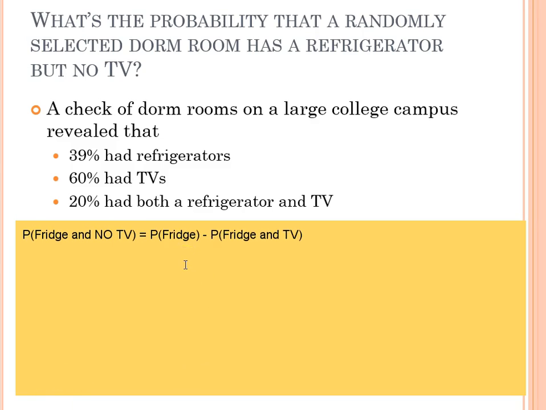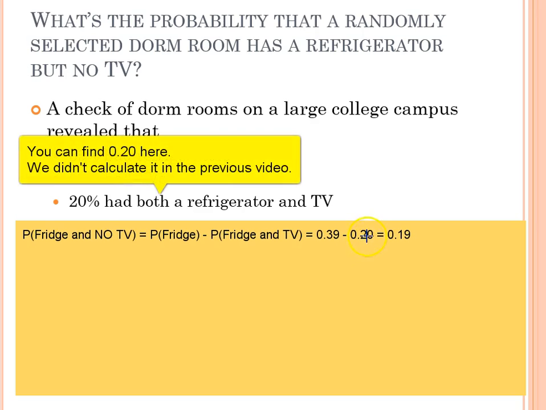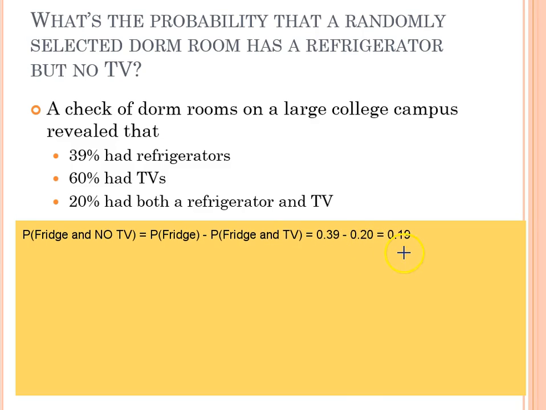So to calculate this probability, you want to consider all the people that have fridges, but you want to subtract out the ones that have both a fridge and a TV. Then you'll be left with just the people that have a fridge but no TV. So these are our proportions. 0.39 is the proportion of people that have refrigerators, and we're going to subtract out the proportion of people that have fridges and TVs, which is 0.20. We calculated this second proportion in the last video, so take a look back at that to see where this came from. When you subtract that from 0.39, you get 0.19, and that's our answer.